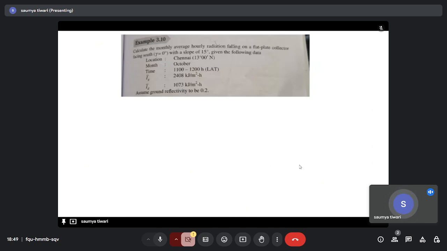So this is a simple question based on flat plate collector where we have to calculate the monthly average hourly radiation falling on a flat plate collector facing south with a slope of 15 degree. Given the following data: the location, the month, the time, the average global radiation and the diffuse radiation are given in the question, along with the ground reflectivity.